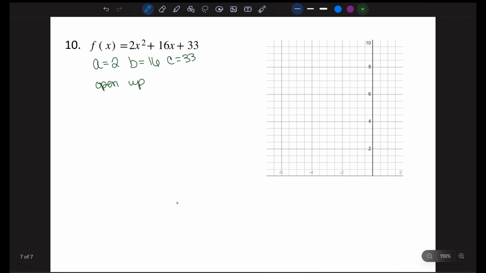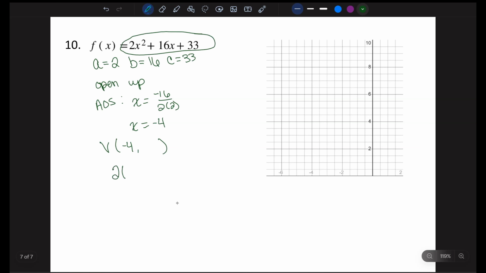All right, and I'm going to find my axis of symmetry, which is x equals negative b over 2a. So that would be negative 16 over 2 times a, which is also 2. So x equals negative 16 divided by 4, which would give me negative 4. To find that vertex, I'm going to plug in the negative 4 into that equation that they gave me. So I have 2 times negative 4 squared plus 16 times negative 4 plus 33. That's going to give me a y value of 1 for my vertex.